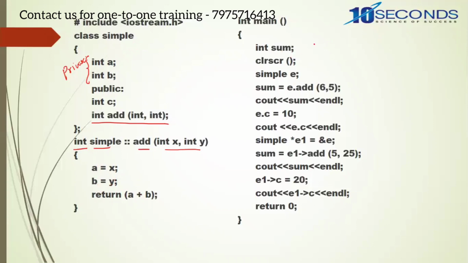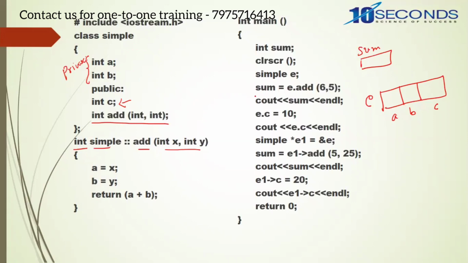Okay, now int sum. Main is a non-member function. So int sum, memory will be allocated to sum. Clear screen clears the previous output. Simple E. Memory will be allocated to E to hold A, B, and C. A and B are in the private section, C is in the public section. So the moral of the story: even a non-member function can access C because it is in the public section, but a non-member function like main cannot access A and B because they are private.